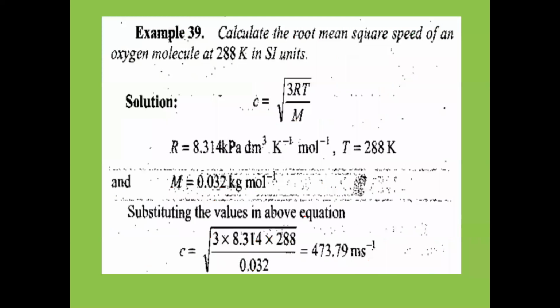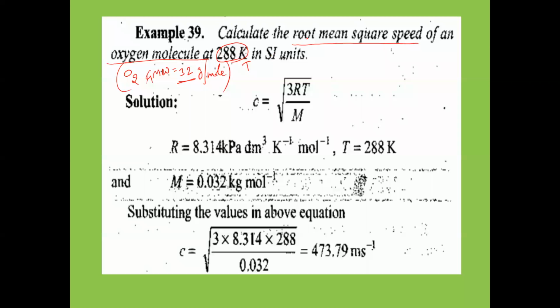The next important problem: calculate the root mean square speed, the RMS speed, of an oxygen molecule. Oxygen molecule means O2, so we take O2. What is the gram molecular weight here? 32 gram per mole, the gram molecular weight of the oxygen molecule. And what is the temperature mentioned here? Capital T is 288 Kelvin. Temperature is already given in Kelvin, so no need to convert again.